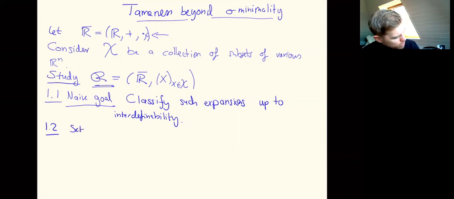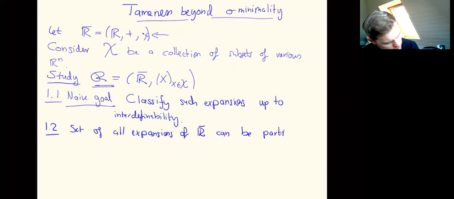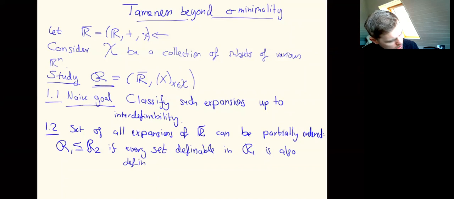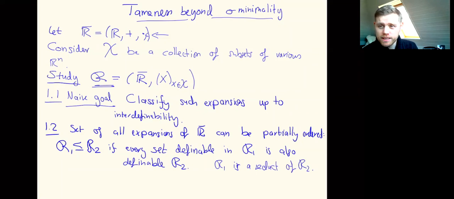If you take the set of all expansions of R, this can be partially ordered. So here we say that one expansion, curly R1, is smaller than curly R2, and this simply means that every set definable in R1 is also definable in R2. And in this case, we say that R1 is a reduct of R2.